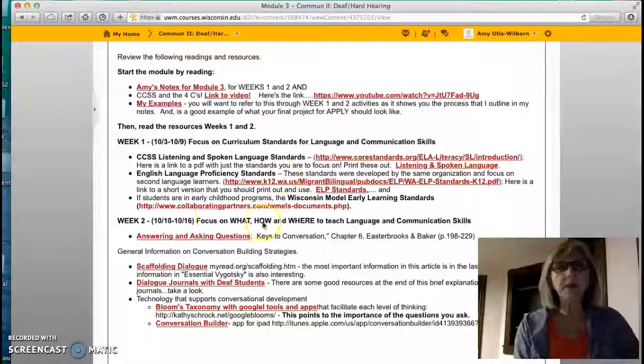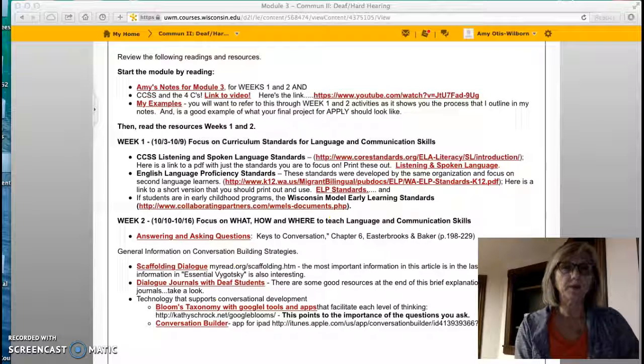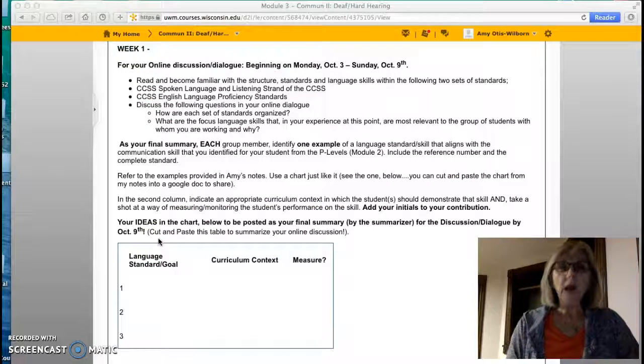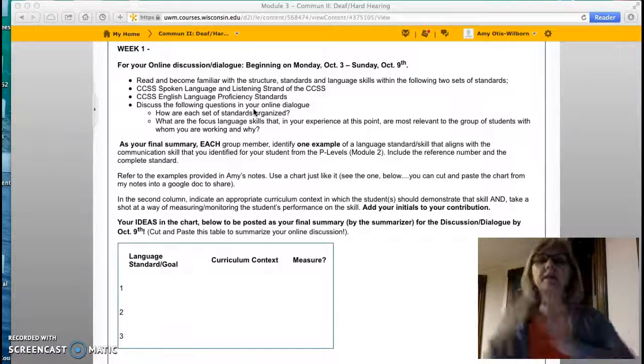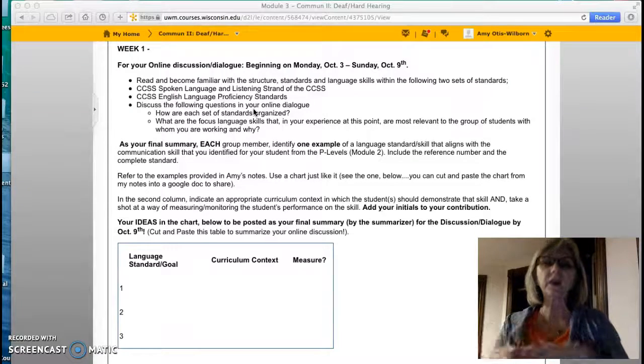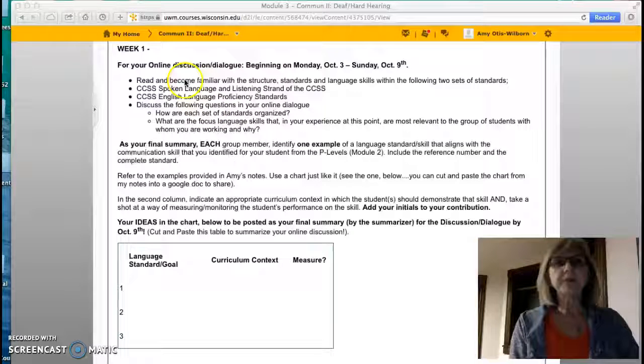You'll have an assignment for week 1 and an assignment for week 2. So for week one, your dialogue begins Monday, October 3rd, and October 9th, you would have your assignment. It really is to help you become familiar with the standards, to begin to think about how you match a student's needs with some of the expectations that are in the standards and create goals. So read and become familiar with the standards, the spoken language and listening standards, and the ELP standards. And in your dialogue, discuss how each set of the standards is organized.